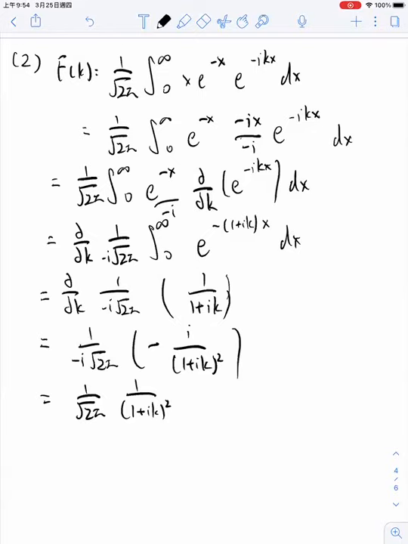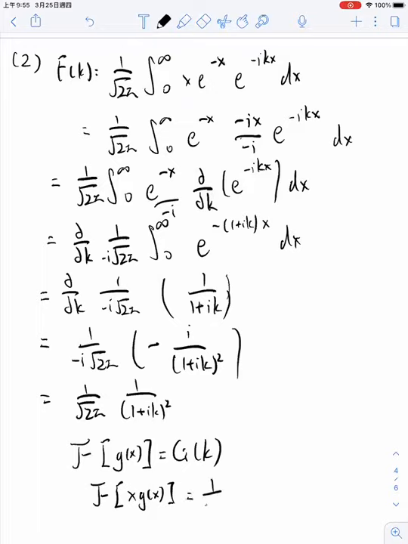So this step, the differentiation with respect to k, we can generalize into a form like this. If we know, for any arbitrary function g(x), what it looks like after the Fourier transform, we can also know the Fourier transform of x g(x). That is i times 1 over negative i times the differentiation of g(k) with respect to k.